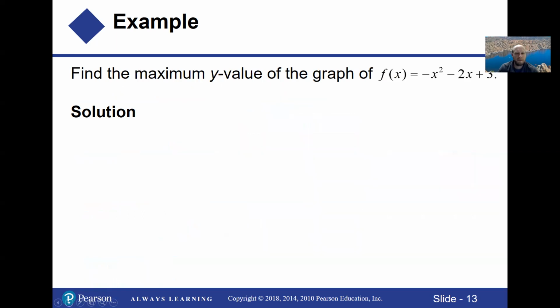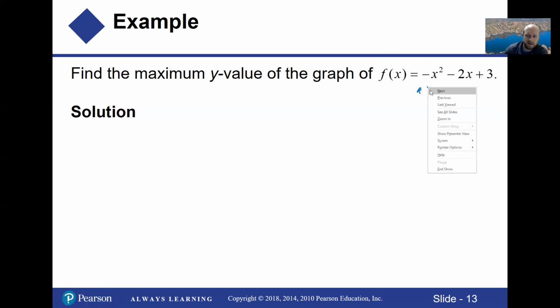Now, the last thing I wanted to go over is maximum and minimum values of the vertex, and then there's a word problem to do as well. Find the maximum value of the graph f(x) = -x² - 2x + 3. What is the maximum value? Well, this a value, a is less than 0, right?